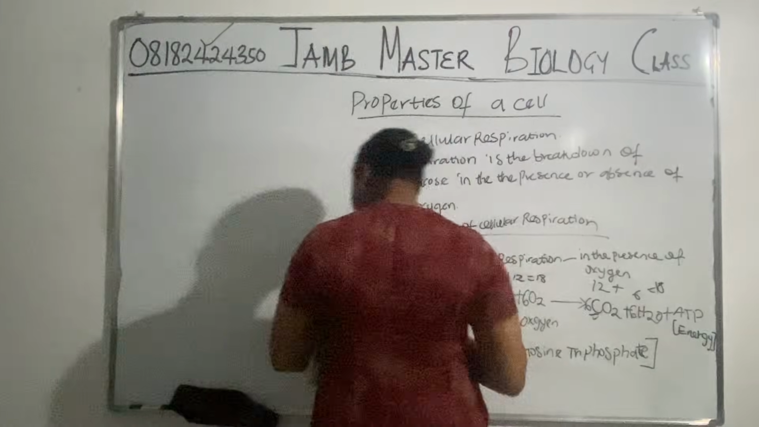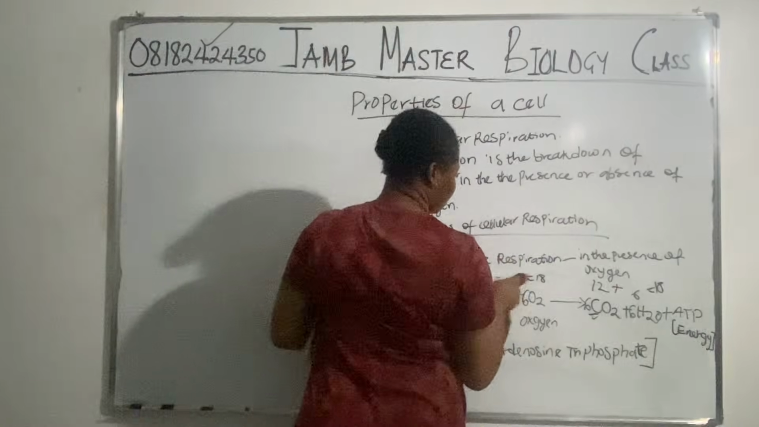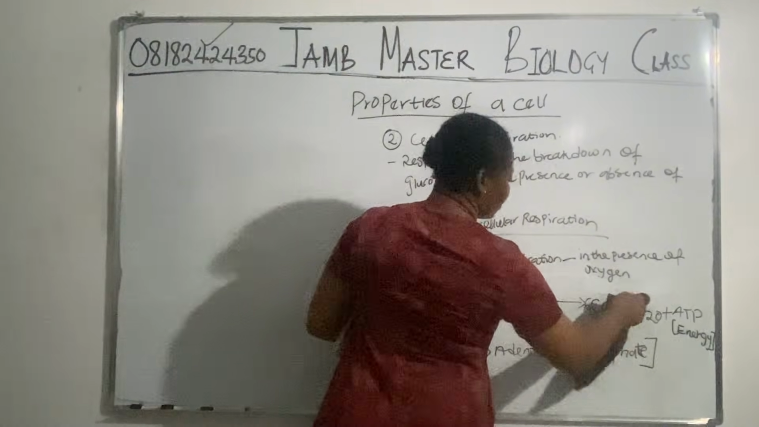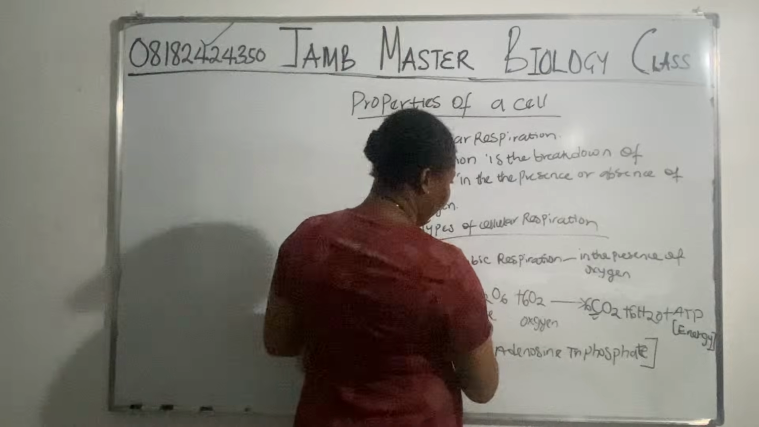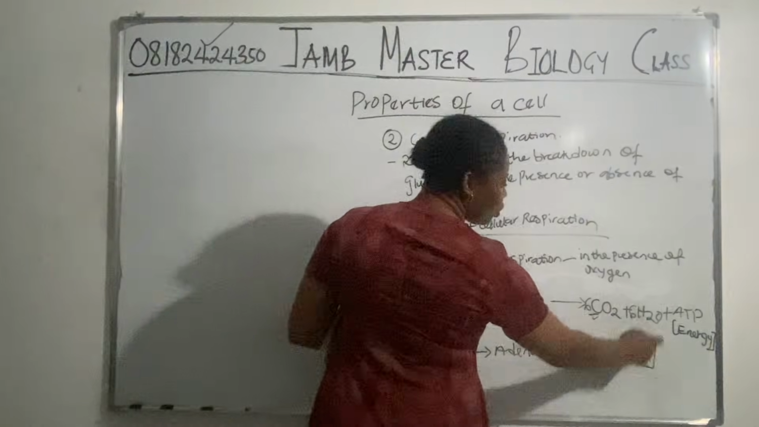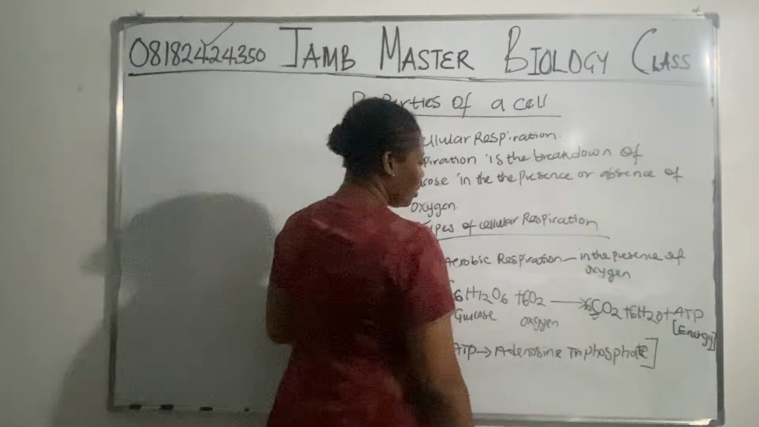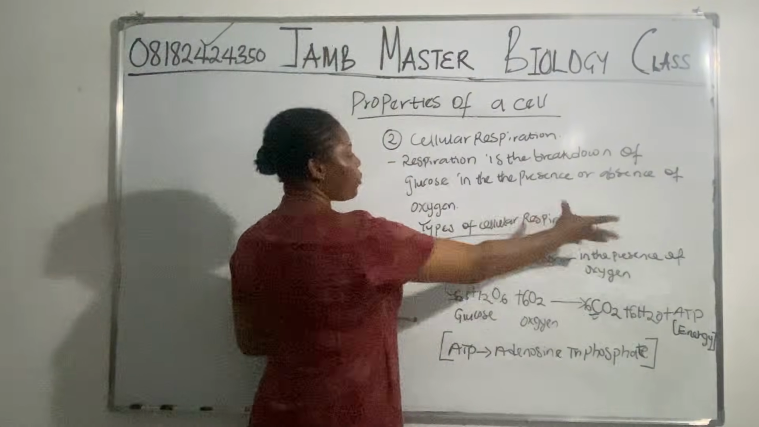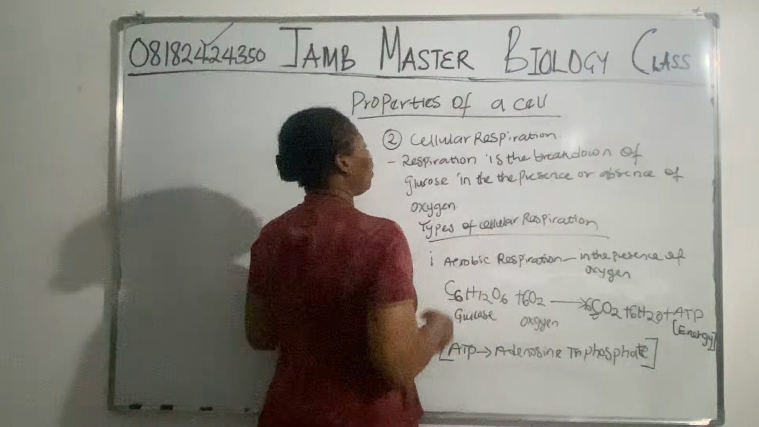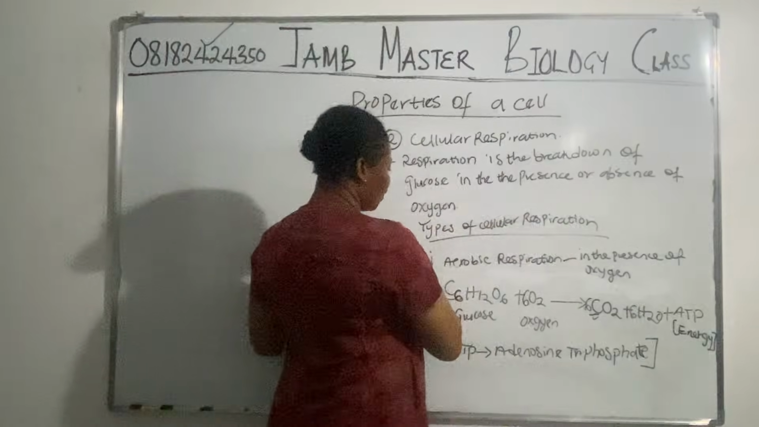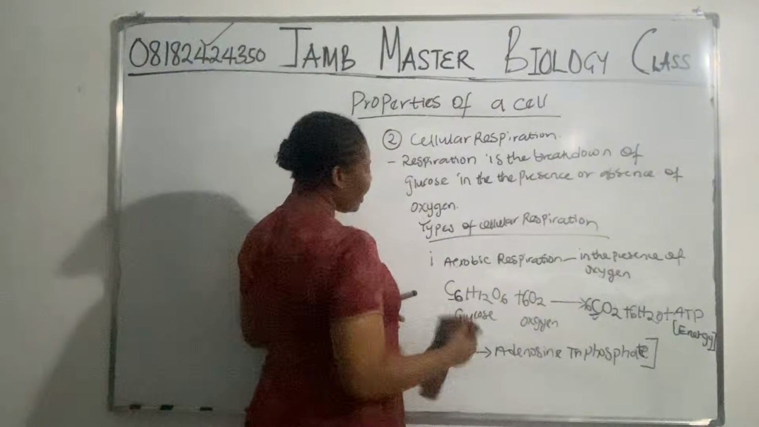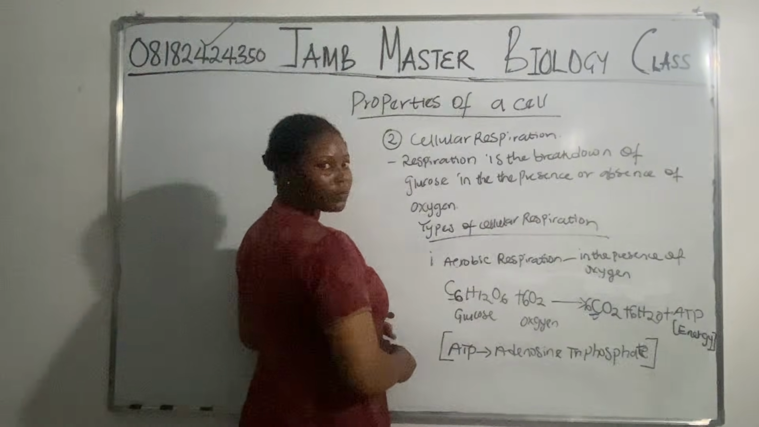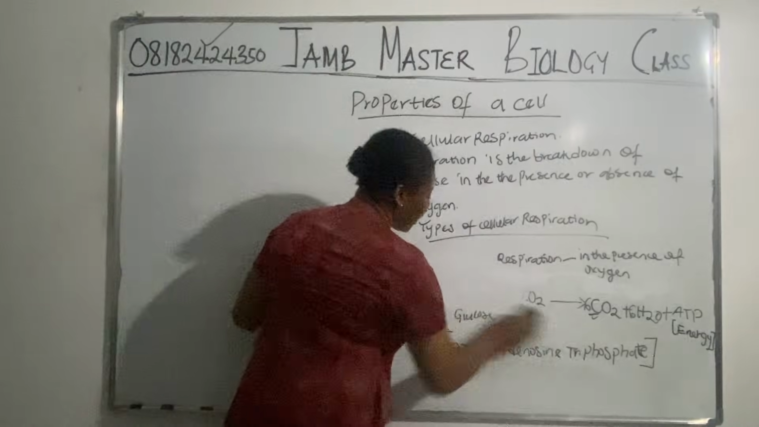So let's check the hydrogen. Hydrogen is 12 here. Now we have 6 times 2, which is 12. They are balanced. And energy must be released to show that the process is complete. So the breakdown of glucose in the presence or absence of oxygen is respiration. Now let's look at the anaerobic process. I hope we've copied it down. Yes, so let's go to anaerobic respiration.